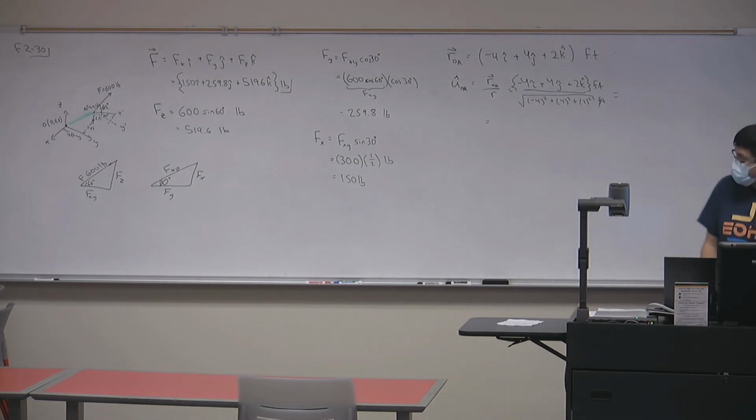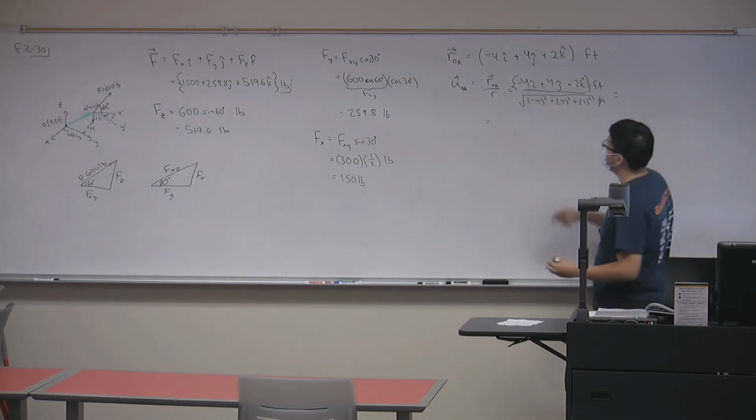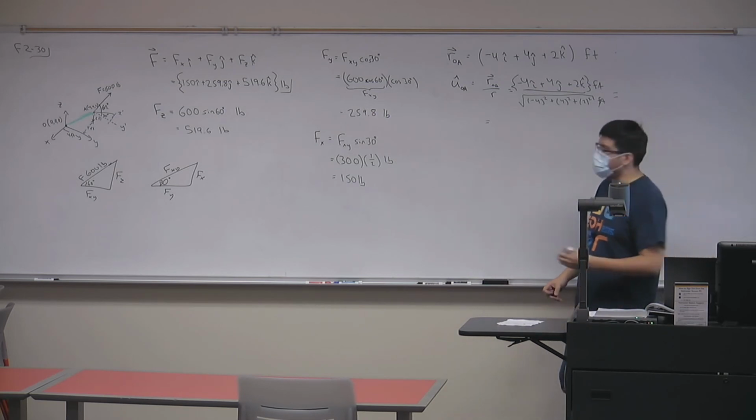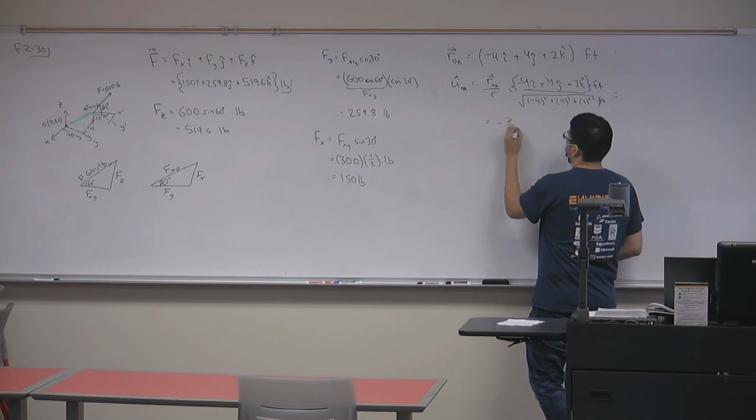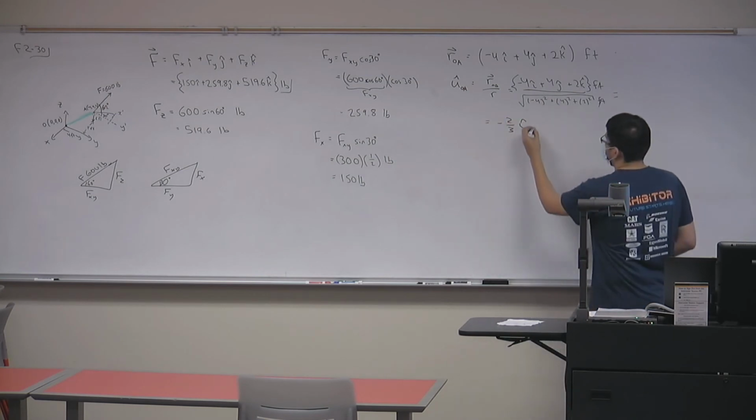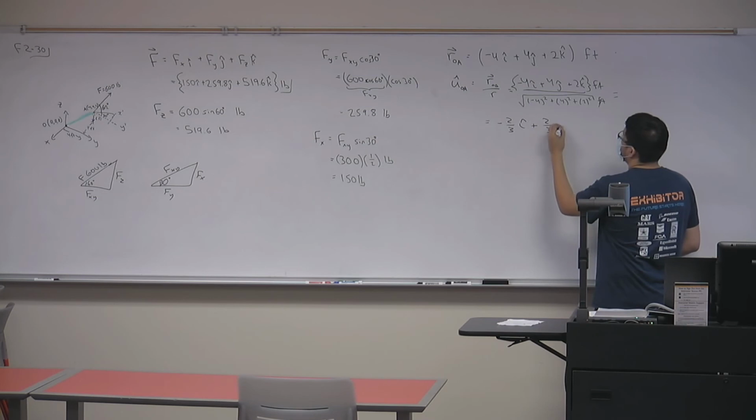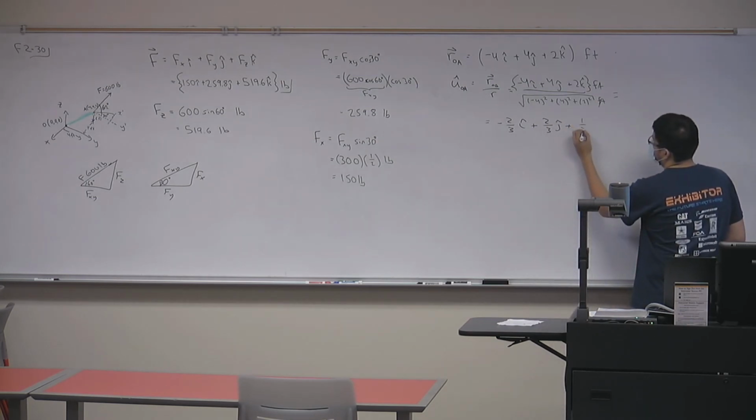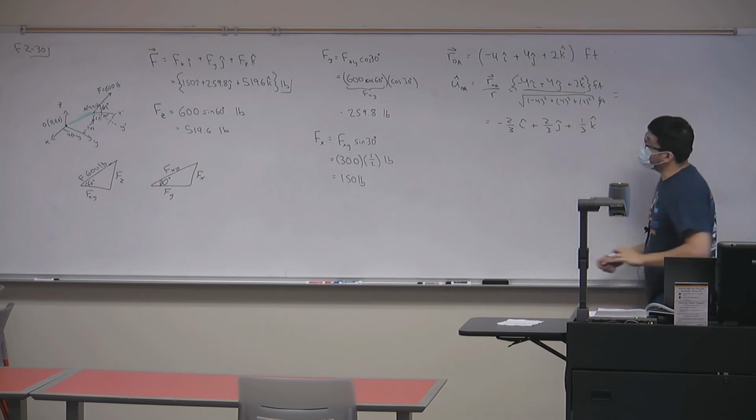6, thank you. So the magnitude is 6. So we have negative 4 over 6. Let's just simplify a little bit more, right? That's negative 2/3. We have positive 4 over 6, that's positive 2/3. We have positive 2 over 6. How much is that? Okay, so we found our unit vector.